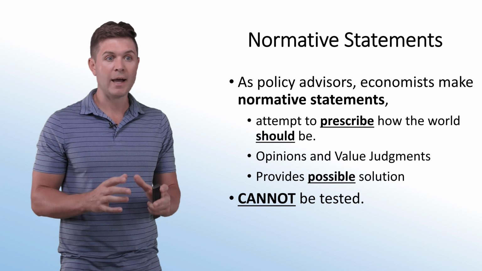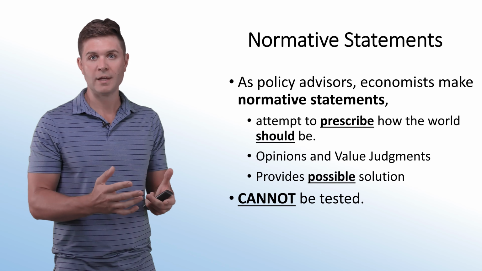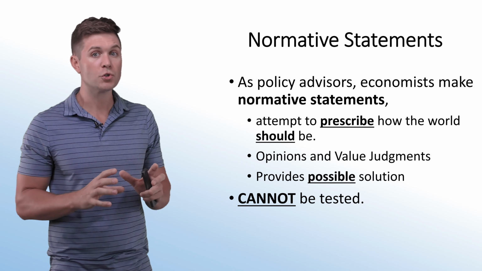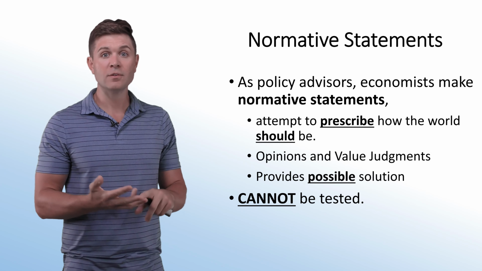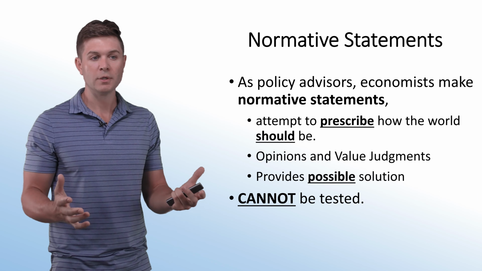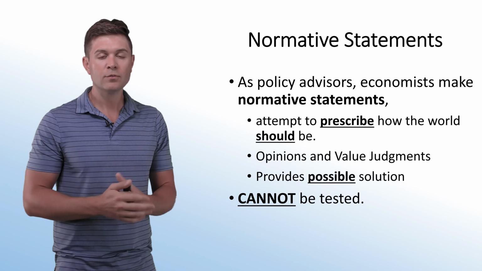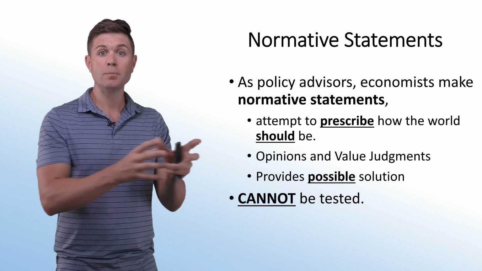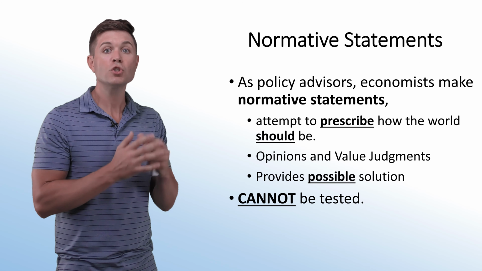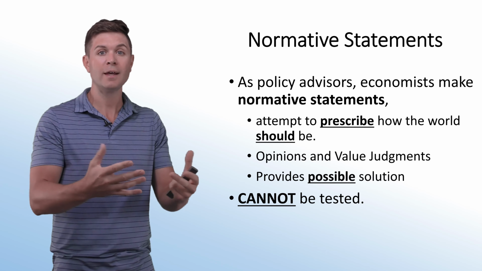As policy advisors, economists make a lot of normative statements. They attempt to prescribe how the world should be. Keyword should. They are usually opinions and value judgments. They provide a possible solution. They cannot be tested. So they might say that something should be happening, or that the top 1% of income earners should be taxed at a higher rate. How do we test that?